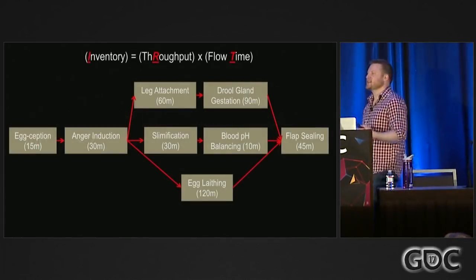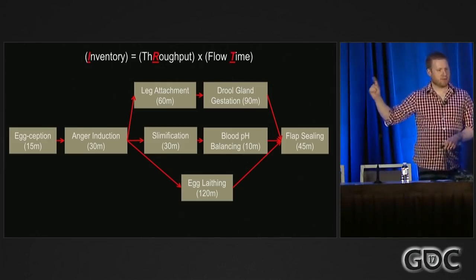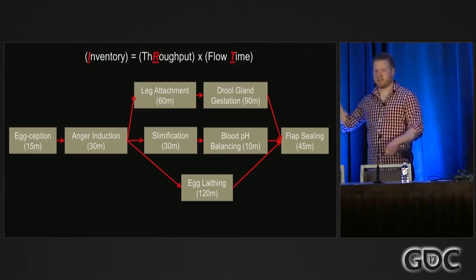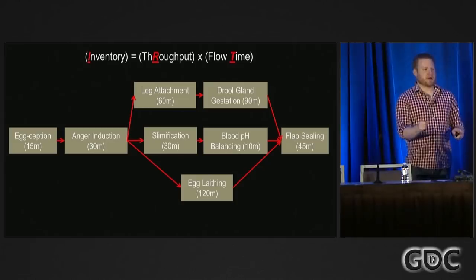Let's imagine that inside the queen's egg sac is a network of activities. All these activities are necessary to produce a single facehugger egg. They're all required. Now how do you make sense of this thing? It branches, it's not all clean, not everything lines up. Well, it's actually not that hard.